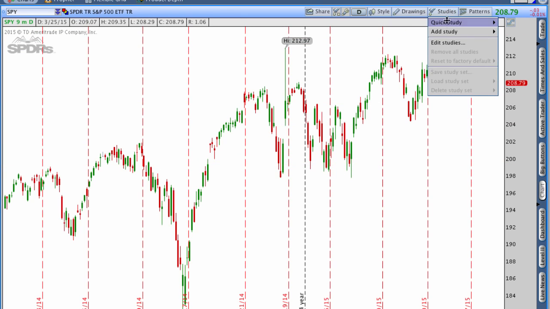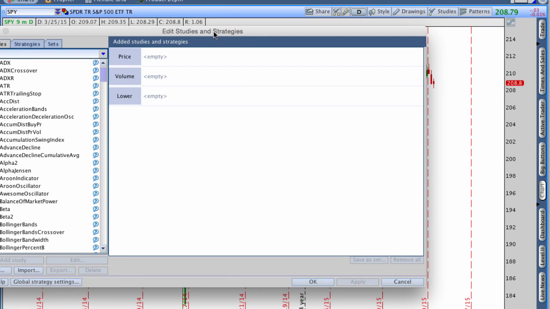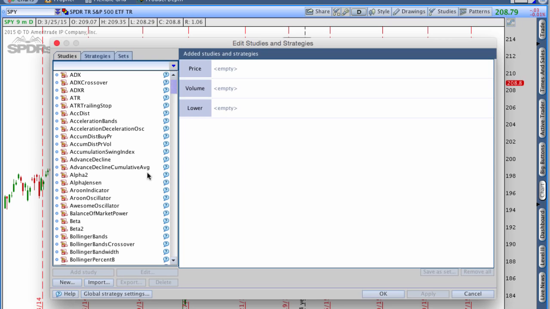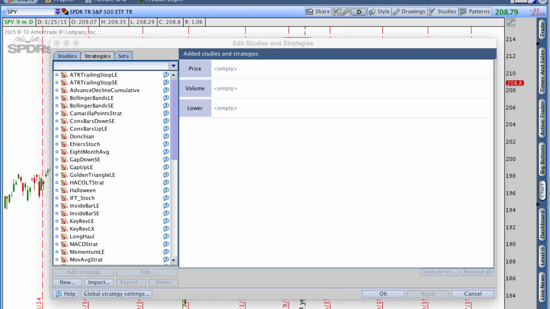Then we're going to go back up to Studies and go down to Edit Studies. Inside of this Edit Studies screen, you can see there's a tab up here for Strategies. So instead of adding an actual study, which shows MACD and all these lines that we just took a look at, we're going to add a whole strategy. This is going to give us signals right on the actual chart. Instead of us having to interpret if it's a buy signal or a sell signal, it's going to generate these signals over the course of the chart that we're looking at.